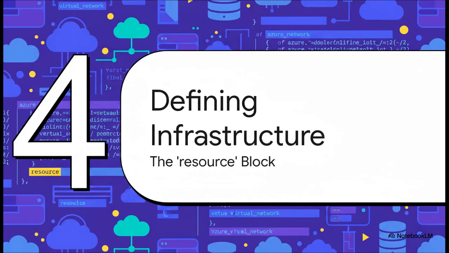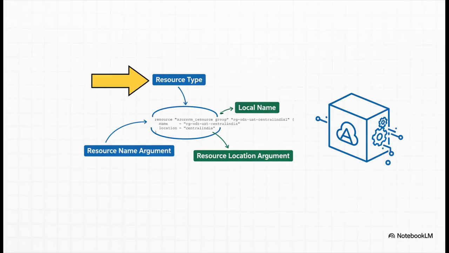All right, we've done all the setup. Now for the fun part. This is where we actually define the cloud components we want to build. And we do this using the most important block in all of Terraform, the resource block. Let's start with a basic building block in Azure, a resource group. Every resource block follows this exact pattern. You have the keyword resource, then the first string, azurerm_resource_group, is the official type of thing you want to build.